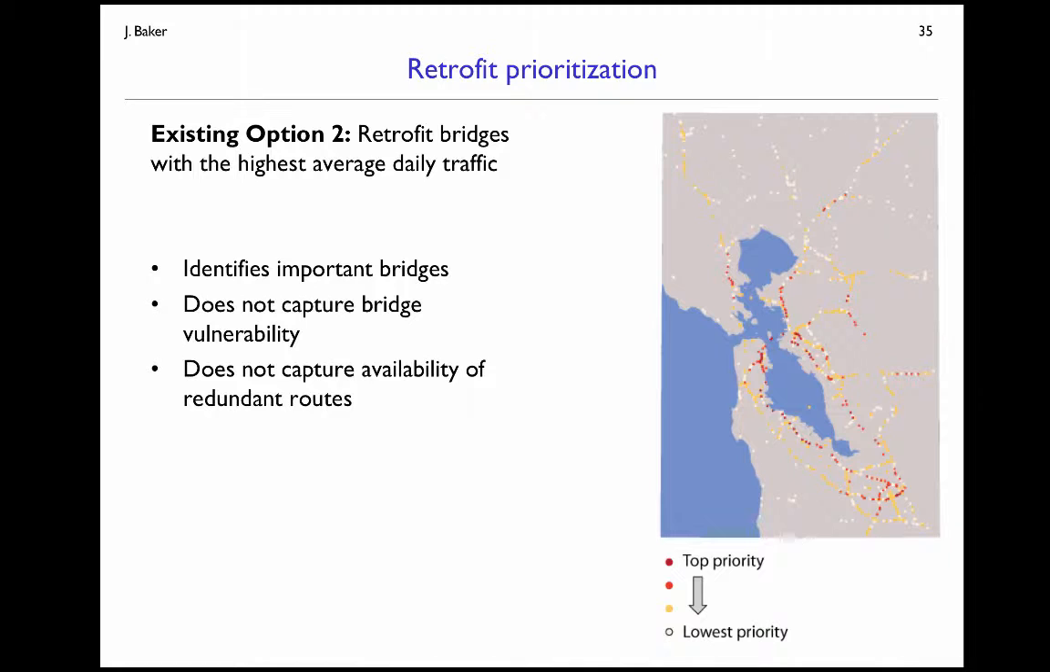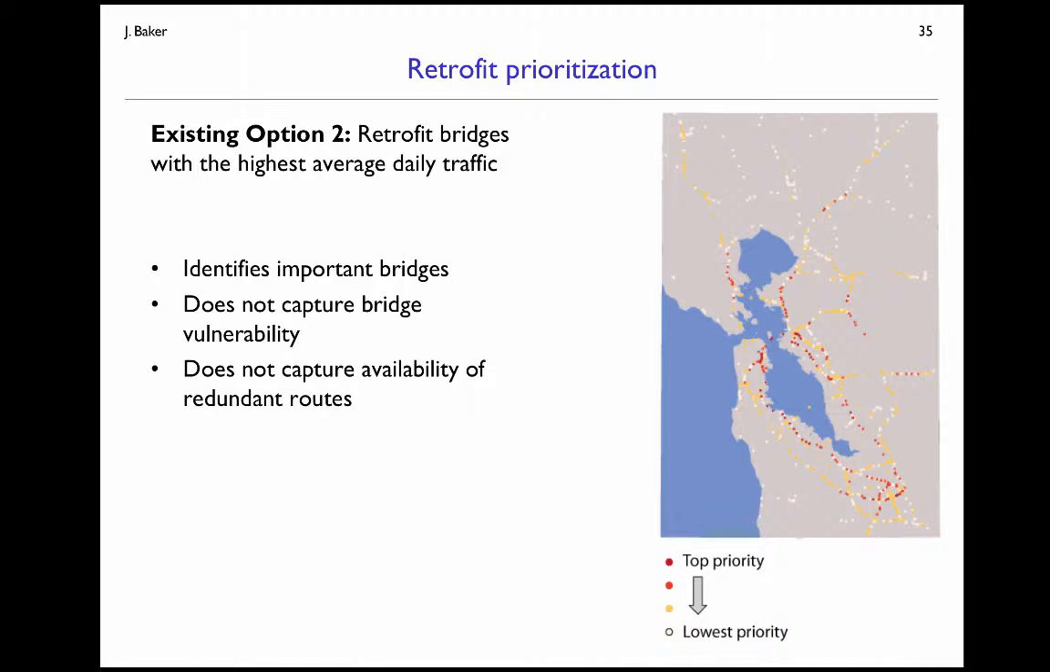Okay. Another option that would be easy in place today is to just identify the bridges with the highest daily traffic on them. So that'll be the most important bridges, but it doesn't capture the vulnerability of the bridge or the hazard that it's exposed to. And it doesn't also account for redundant routes. So this is highest traffic under an undamaged circumstance, but traffic patterns are going to change when we see damage in an earthquake. So capturing that is a little bit non-trivial with this type of approach.